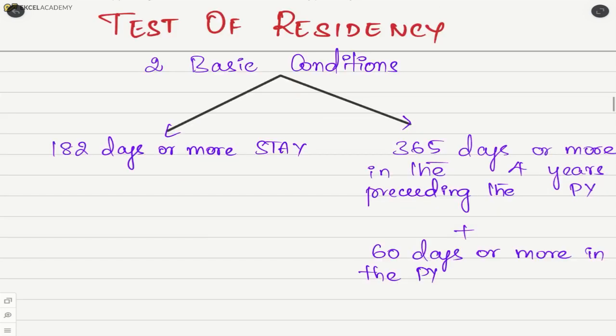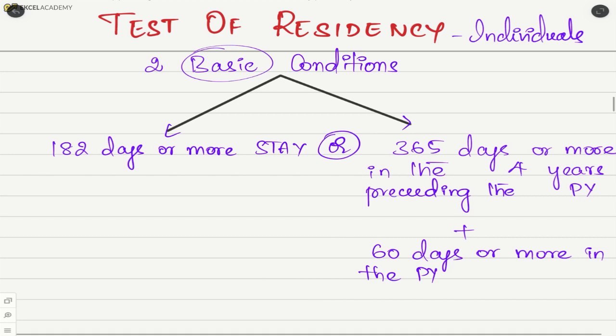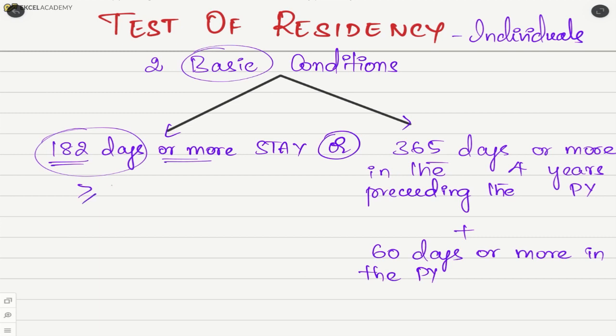Now let us look at the test of residency. This is of course for individuals. There are two basic conditions which an individual may fulfill. If you fulfill either of these, then you will be treated as a resident. First is, you should have stayed in India for a period of 182 days or more, that means greater than or equal to 182 days in the previous year.